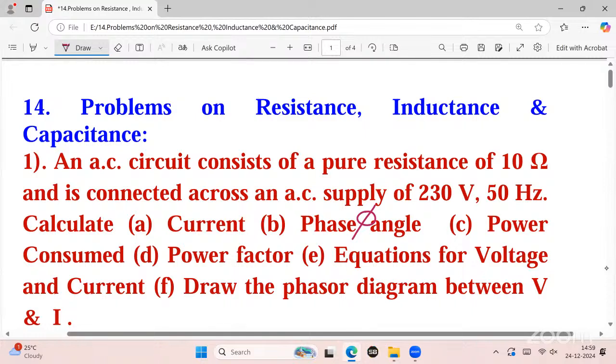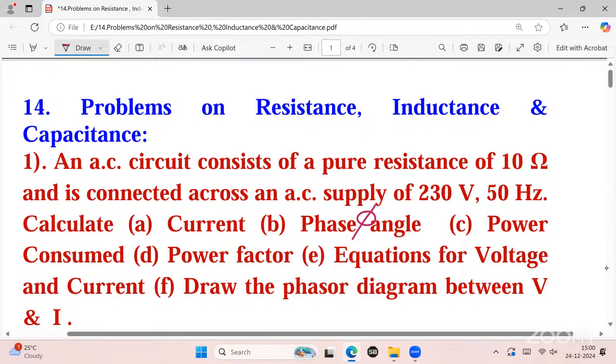B bit is completed. Phase angle heading. The phase angle between voltage and current is 0 degrees. Therefore, phi is equal to 0. Make a sentence now: current is in phase with voltage. "Is in phase" is enough, it indicates 0 degrees. B bit is completed.